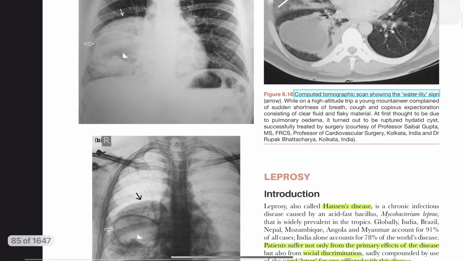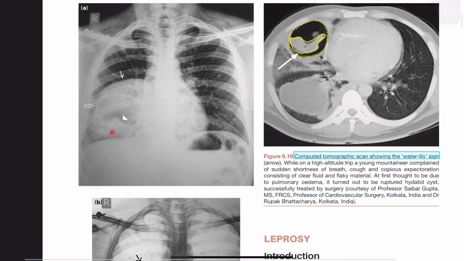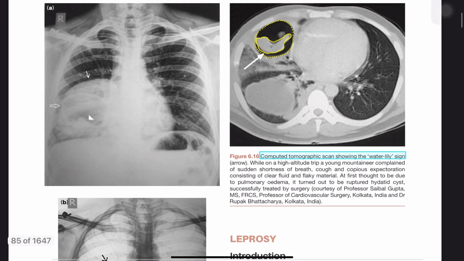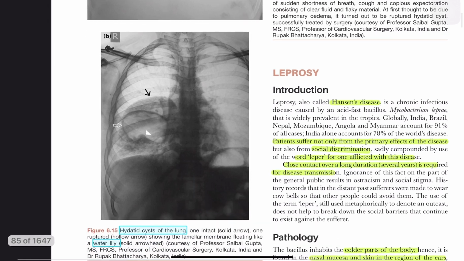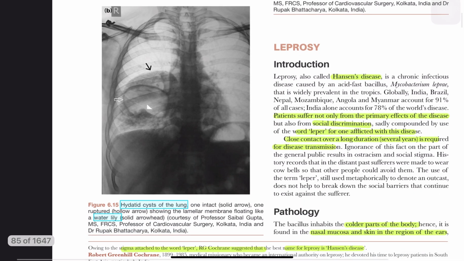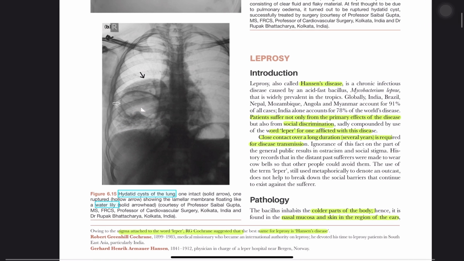These are the pictures of the meniscus sign and water lily sign on CT scan. Water lily sign is also shown on X-ray, but it is mainly seen on CT.